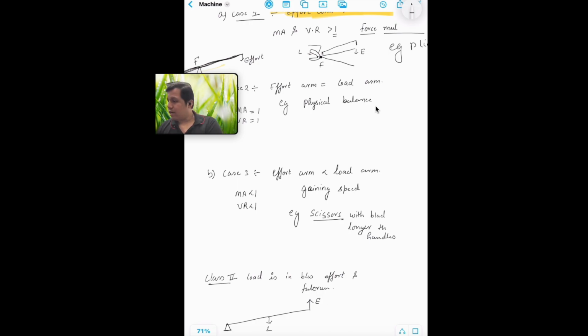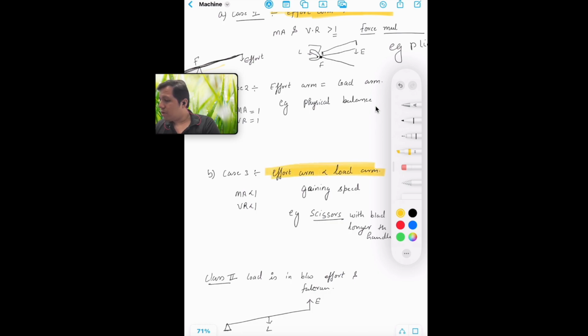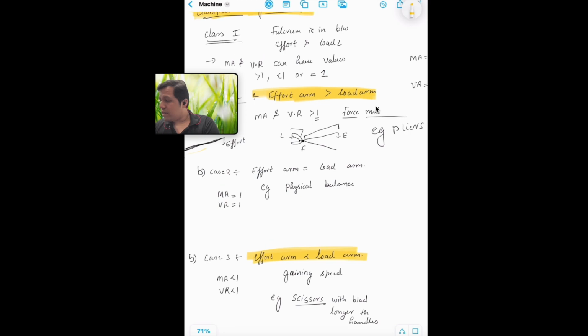So what will happen is that in that case, your effort arm will be less than your load arm. I forgot to tell you that in the situation where your effort arm is greater than your load arm, what you are doing is applying a less force, and you are getting a greater force at the load point. Because your effort arm is long, you are applying less force and getting more force on the load. Then you can say that you are using it as a force multiplier.